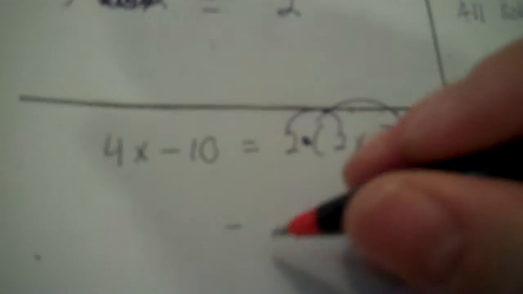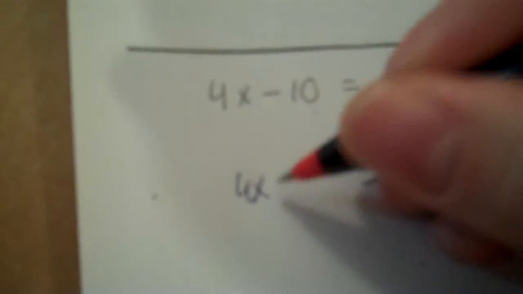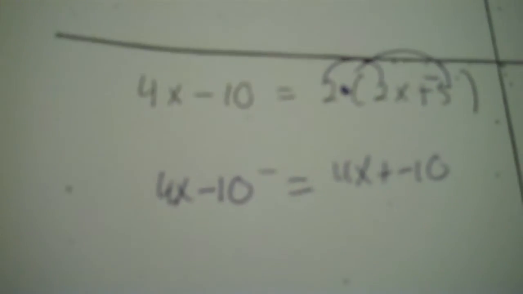Okay, next one. 4x minus 10 equals 2 times, parentheses, 2x plus negative 5. So we have to get rid of the parentheses first. So 2 times 2x, 2 times negative 5. So that's 4x and negative 10. And then over here we have 4x minus 10. Okay, again, you have x's on opposite sides, so you pick one to take out. I'll take out that one. Minus 4x, minus 4x. So again, 4 minus 4 is 0, so 0x minus 10 equals negative 10.